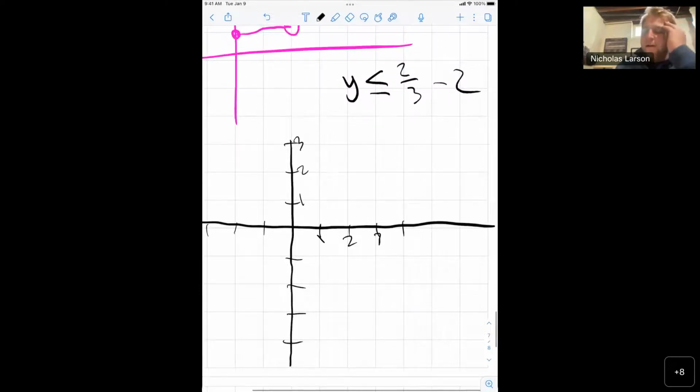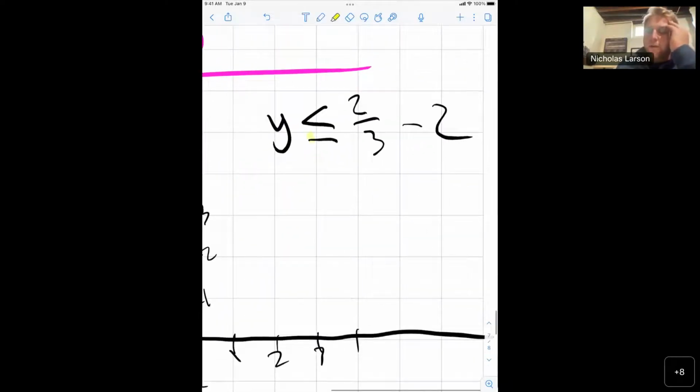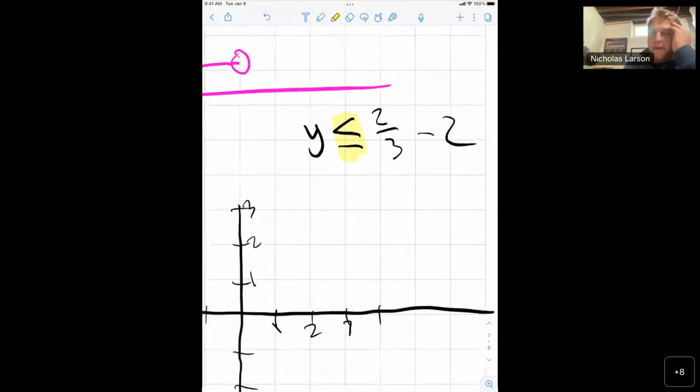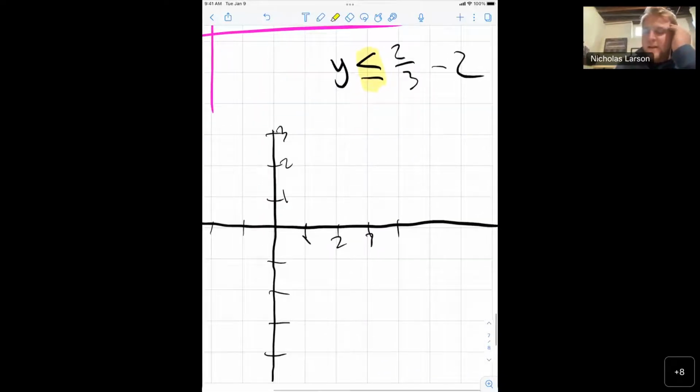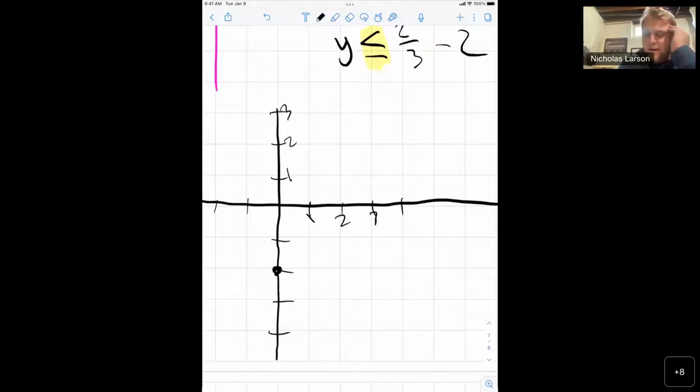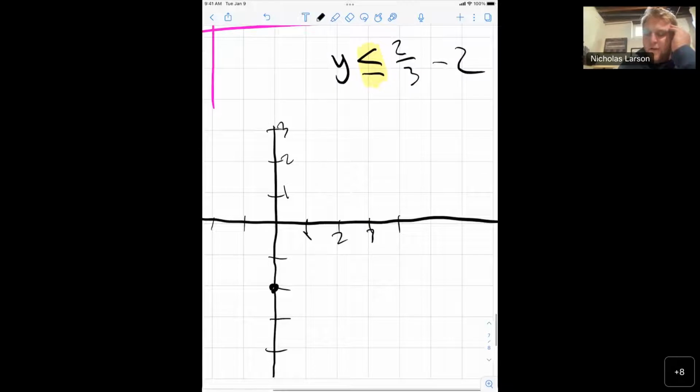So let's say, for example, we have y is less than or equal to 2/3 x minus 2. So first thing I'm going to do is graph this line. Now you really have to pay attention to your symbol. Does it have this line underneath? It does, so I'm going to use that. My y-intercept is -2. That's right here. And then I'm going to go rise over run, up 2 over 3.